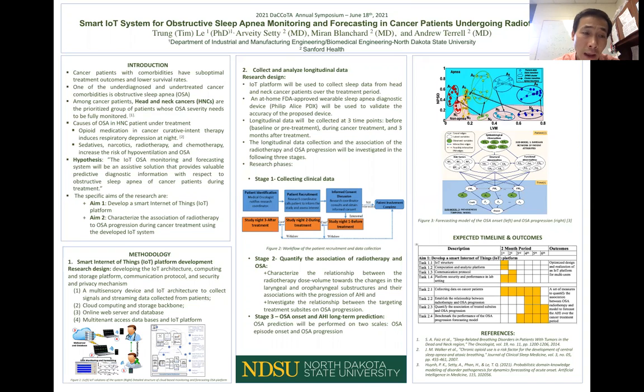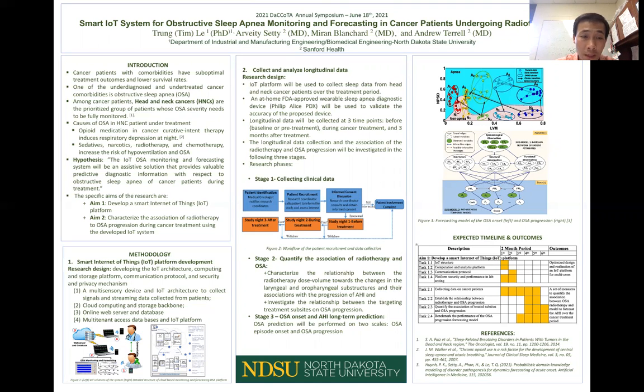Head and neck cancer patients are actually the prioritized group whose OSA severity needs to be fully monitored, because most of the treatments on head and neck cancer affect the upper airway, which is the major affected region of OSA. There are many causes of OSA in head and neck cancer patients. The use of opioids, sedatives, narcotics, and radiotherapies also increases the risk of hypoventilation of the upper airway.